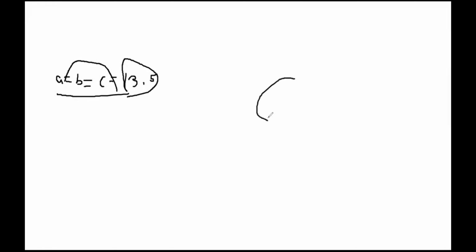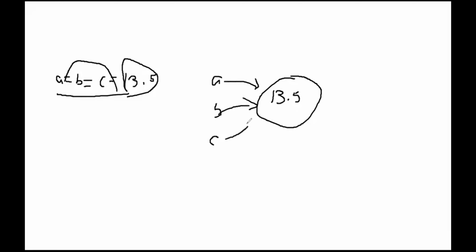So it creates a floating point memory location. In that floating point memory location, that means the floating point object, your 13.5 will be stored. After that, your a, your b, your c will be referred to the same value and the same memory location. That's why when you want to see the address of a, b, c, all three addresses are the same.